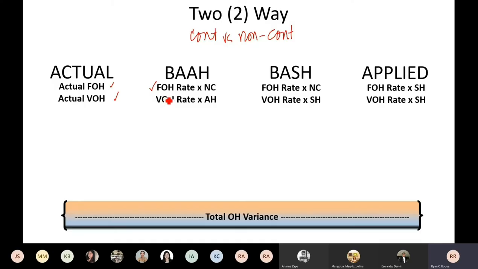Tulad na sabi natin, during the period of evaluation, hindi mo pwedeng baguhin ang standard. Pero, after the period, pwede mong i-evaluate kung dapat bang baguhin yung standard mo. But not during the period. Controllable, no. Normal capacity, controllable ba to? The answer is no, in the short run. Pero in the long run, pwede mo po itong makontrol.